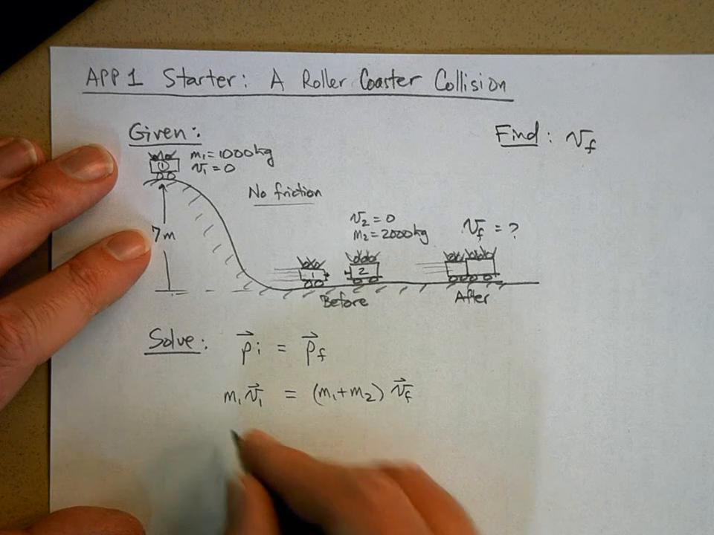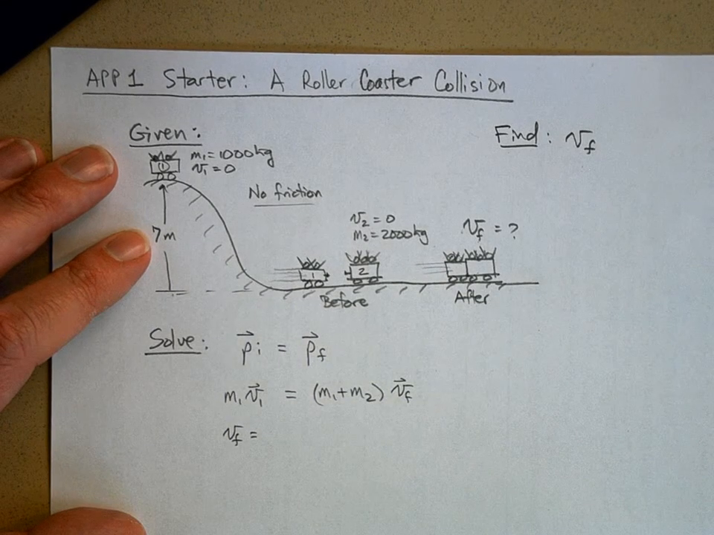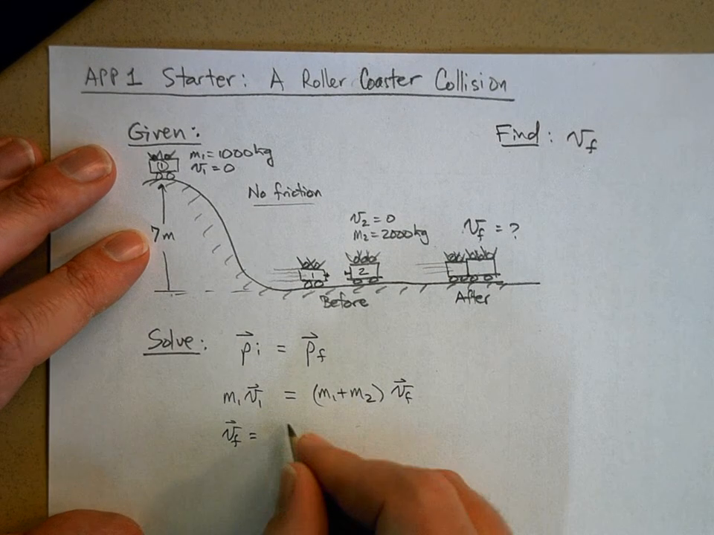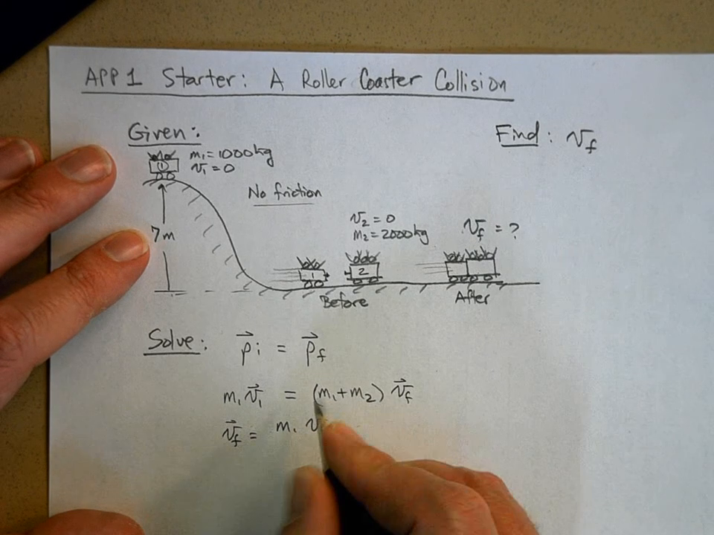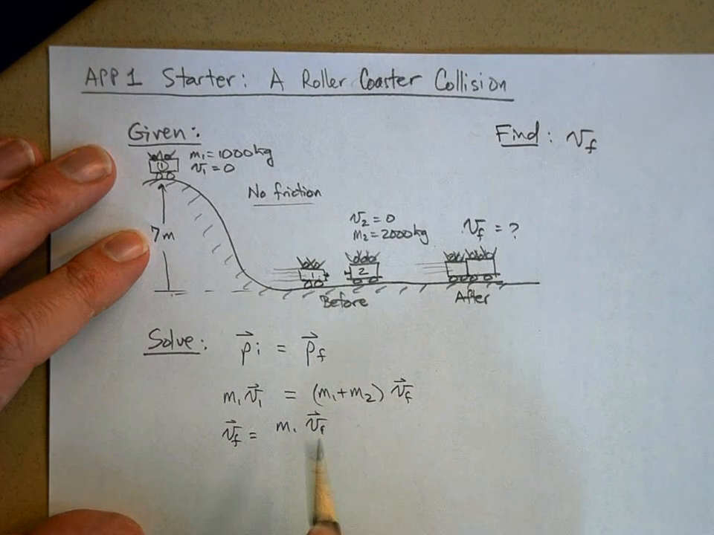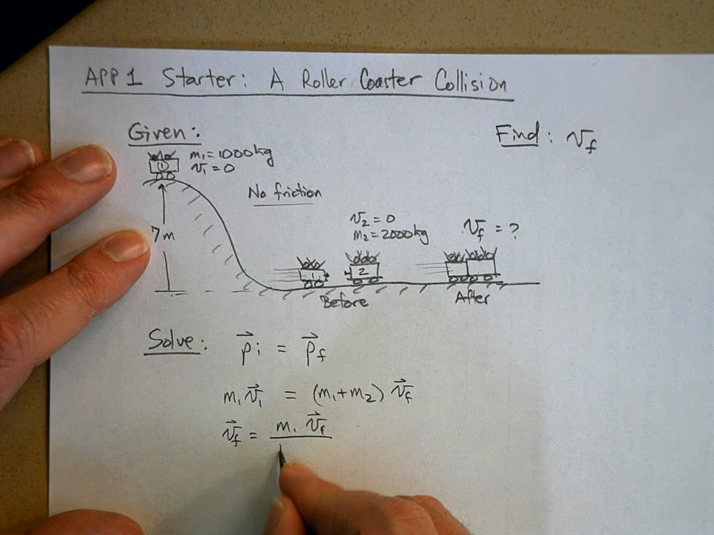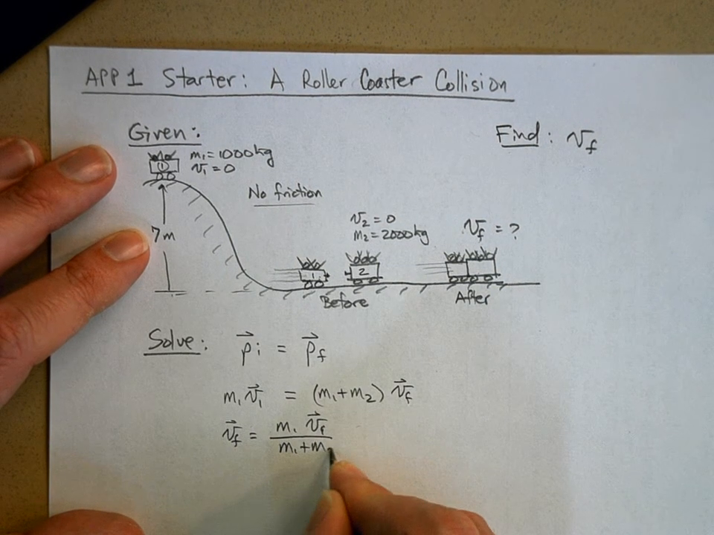In fact, I can do that right now. I can say, okay, the final velocity is going to be equal to M1 times the velocity of the first roller coaster right here, but just before the collision, divided by the total mass.